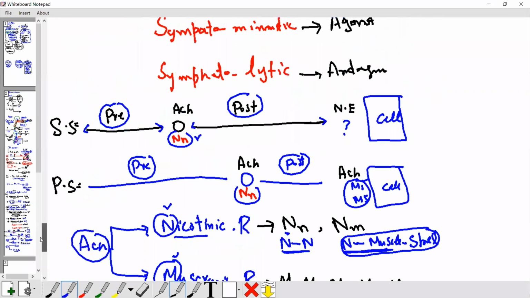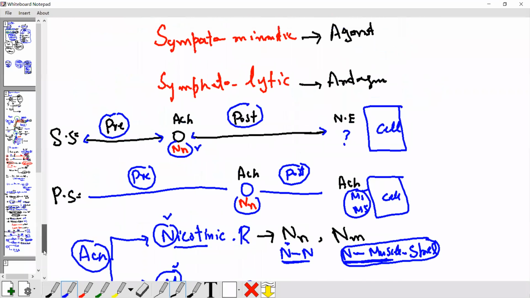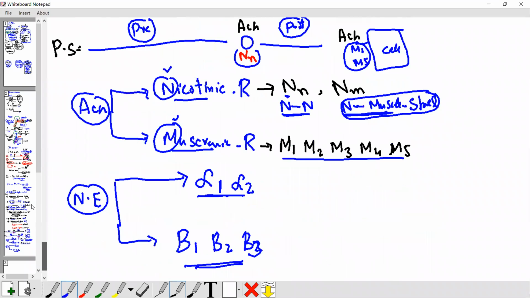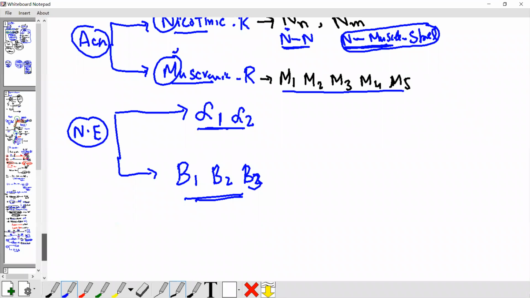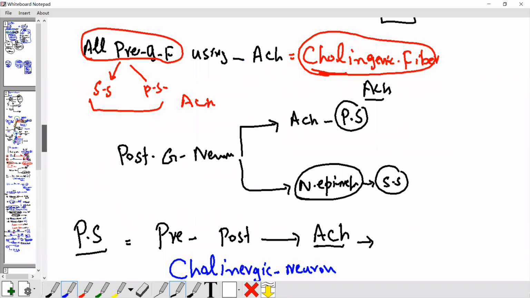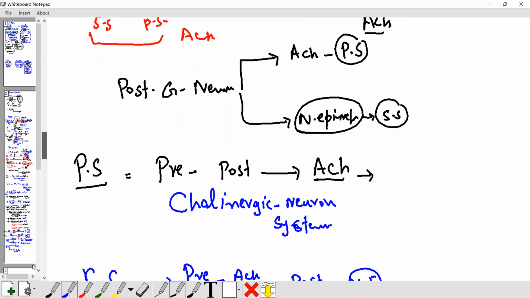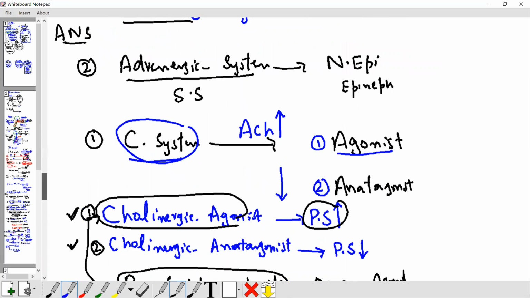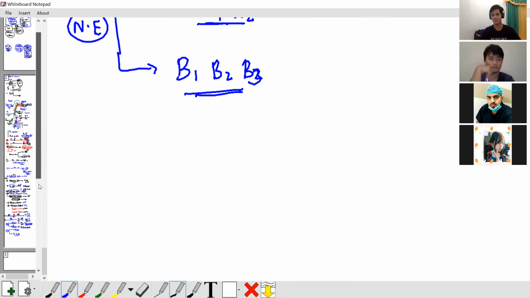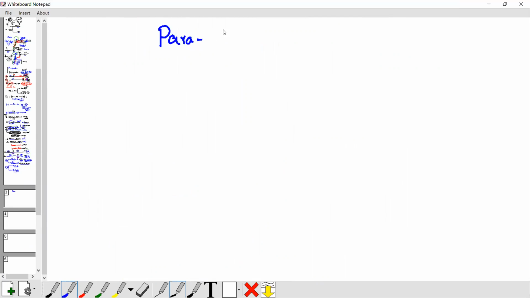First we start with the pharmacology of the parasympathetic system. Is it still clear? I am moving step by step. First the anatomy is done: the preganglionic fiber, postganglionic fiber, cholinergic system, adrenergic system. I explain one thing at a time. Now we move on to the real pharmacology. First we learn about the parasympathetic system pharmacology, our first topic.